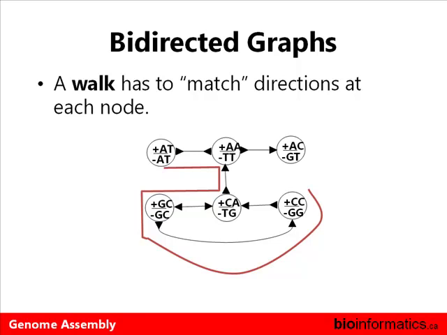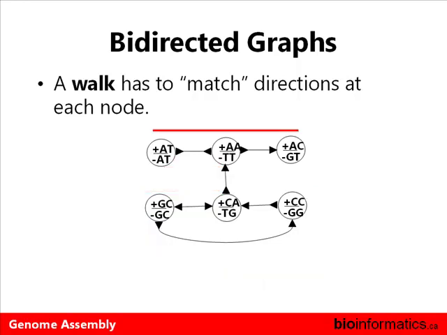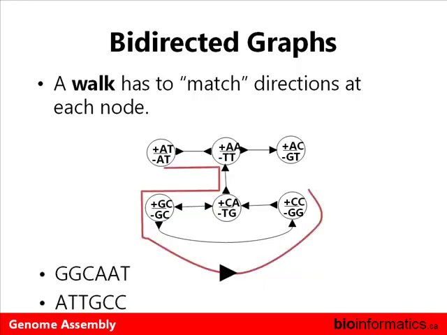The cool thing about bidirected graphs is that they completely let you forget about double-strandedness once you get them into your head. Take a look at this. If you start from here and do this walk this way, you will spell the following string: G, G, C, A, T. What if you take the exact same walk and walk it backwards? You will spell A, T, T, G, C, C. And what's the relationship between the two strings?